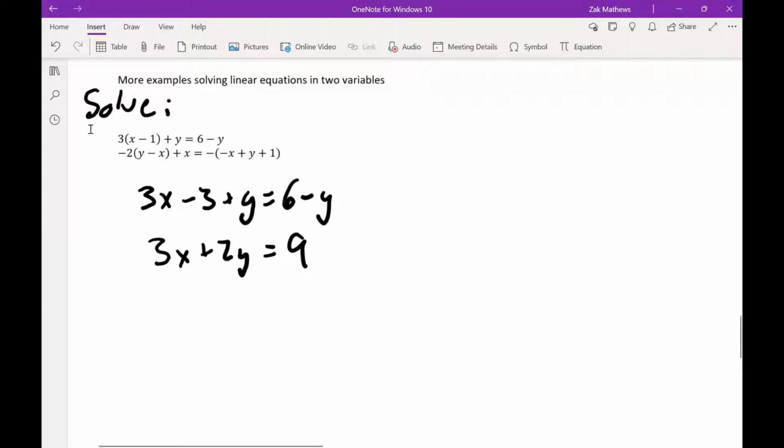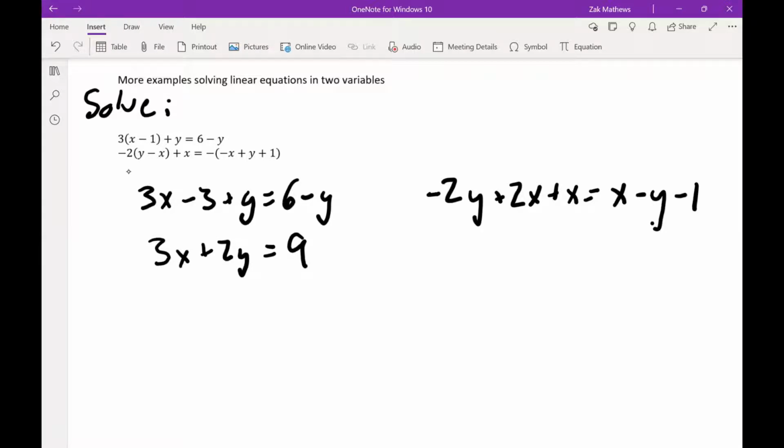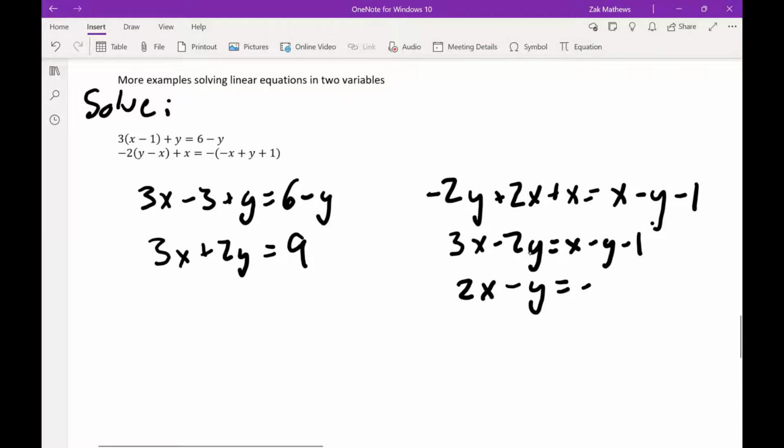I'm going to do the same thing with the second equation. So I'm going to start by taking care of the distribution. Negative 2y plus 2x plus an x is equal to, I'm going to distribute that negative, so that's going to turn into a positive x minus y minus 1. I'm going to start collecting like terms, so I see that I have a pair of x's. I'm just going to move them to the front, so 3x minus 2y is equal to x minus y minus 1. And I'm going to move all the variables to one side, so I'm going to subtract this x over 2x, add the y, we get a negative y here, and that's equal to a negative 1.